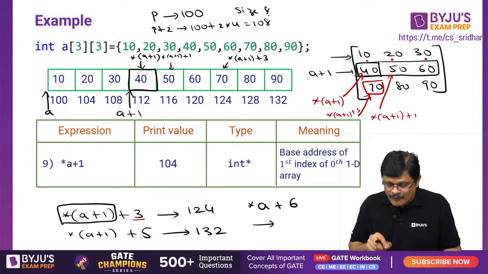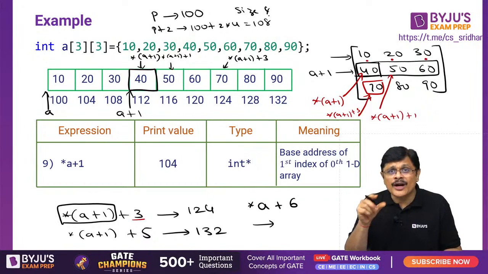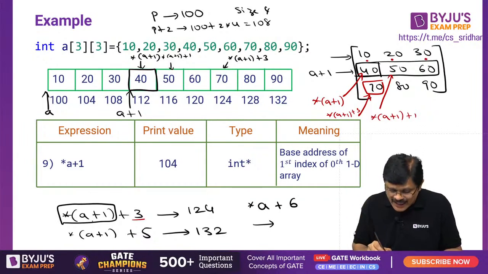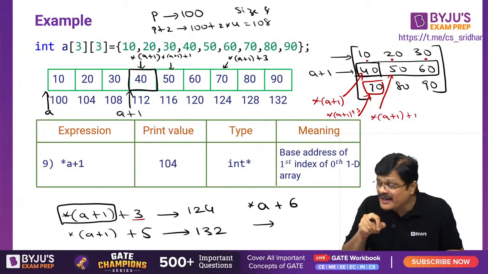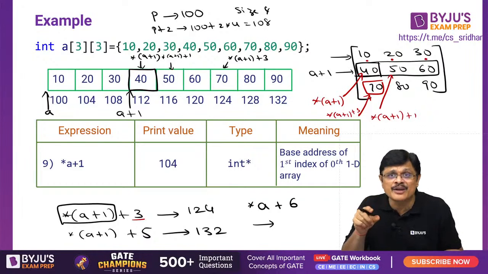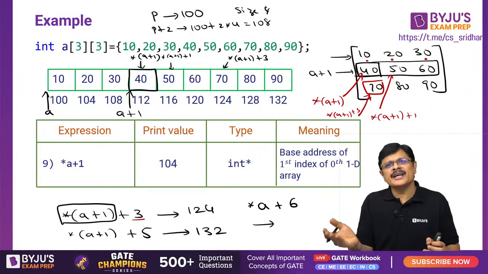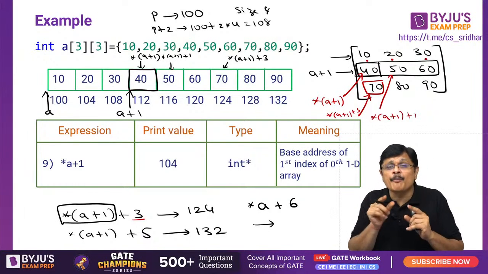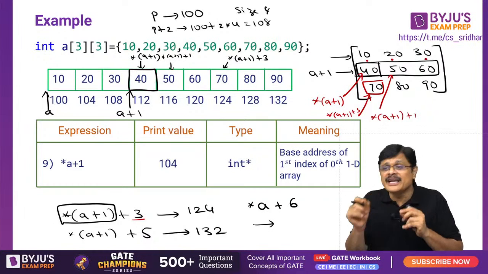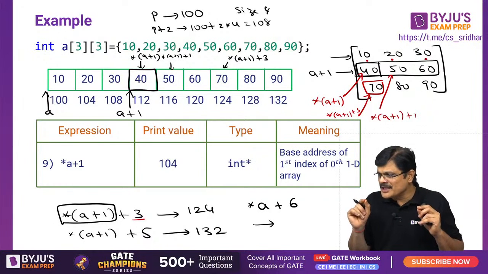See, here 40 is not the number, we are not adding 40. Star a plus 1 is not 40. Star a plus 1 is address 112. It is address 112. It is not value. If it is integer, plus 3 will be adding 3 only. But it is not integer, it is pointer. Pointer arithmetic is different from integer arithmetic. Hope you understand.